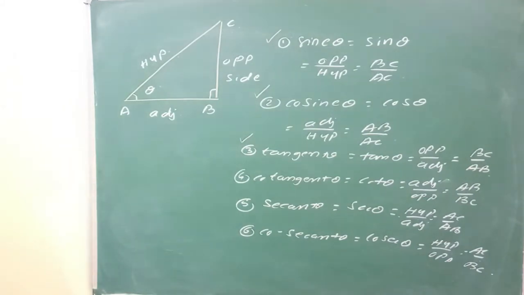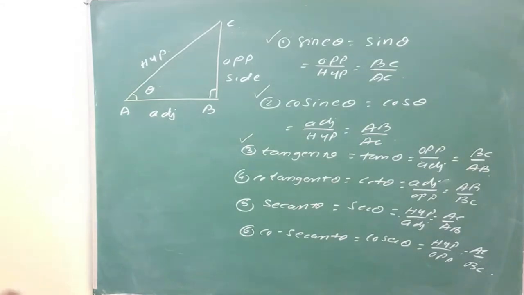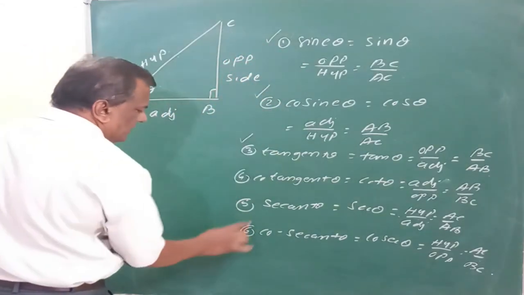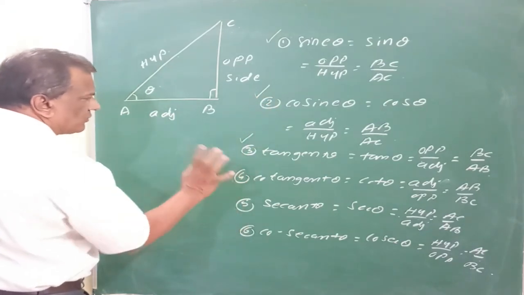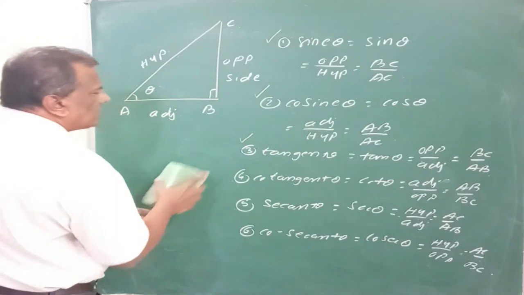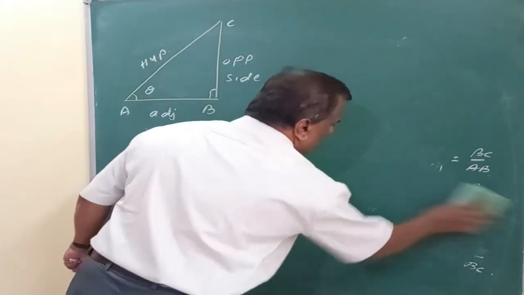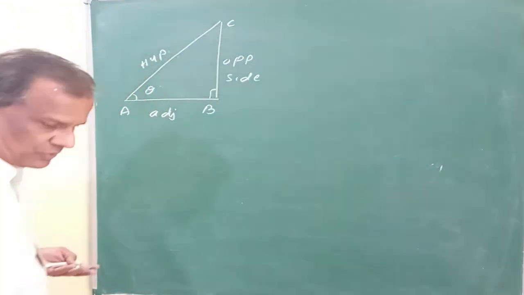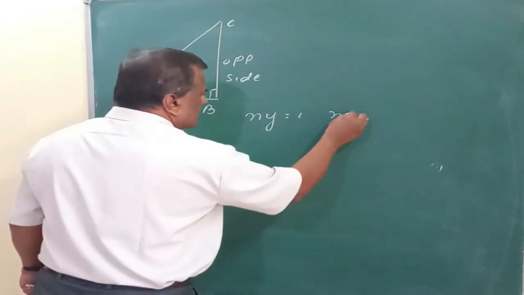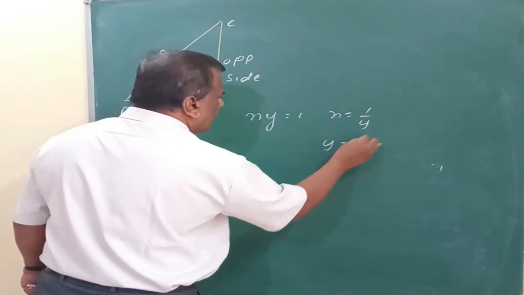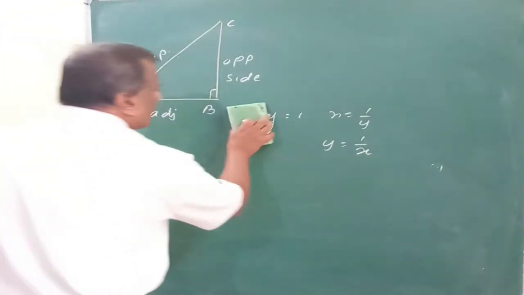Then part two. In part two, let us see what is the relation between these six ratios. Of course, you know the relation. First and sixth are reciprocals, second and fifth are reciprocals, third and fourth are reciprocals. I'll write it as a note here, the relation between the trigonometric ratios. Before that, I hope you know this: if x into y is 1, x equals 1 by y, or y equals 1 upon x.